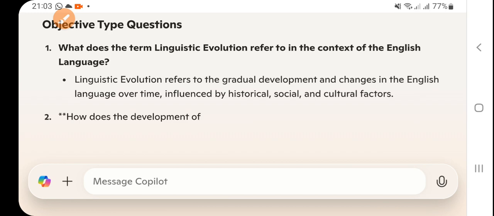Now, objective type question. What does the term linguistic evolution refer to in the context of the English language? So linguistic evolution refers to the gradual development and changes in the English language over time, right? So that is linguistic evolution, influenced by historical, social, and cultural factors. We had already discussed invasion and technology, right? And the great vowel shift, these are the causes.